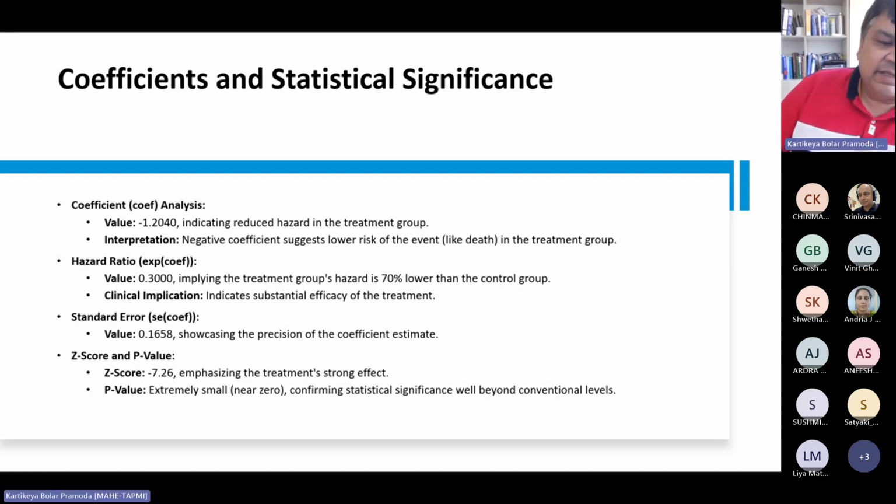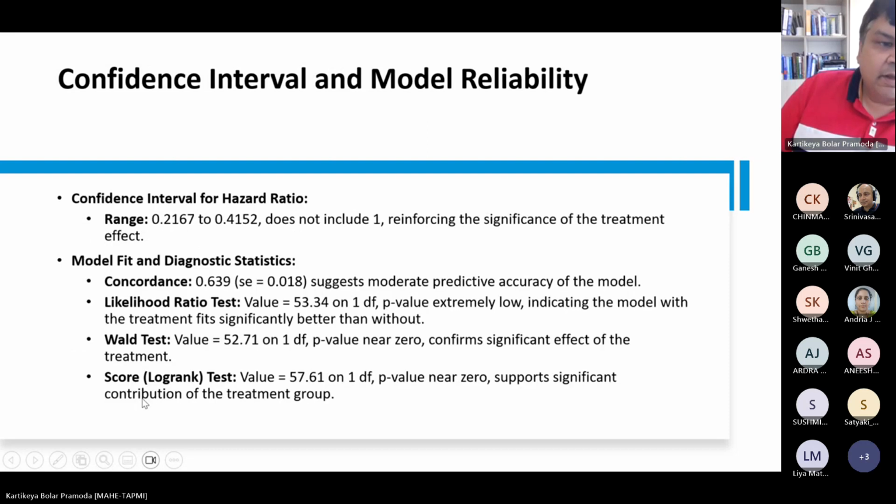The Z score basically is just the ratio of the coefficient and the standard error. This is also explained.